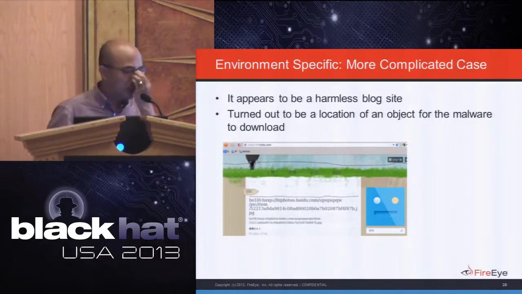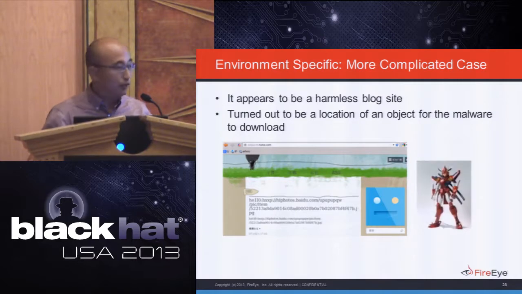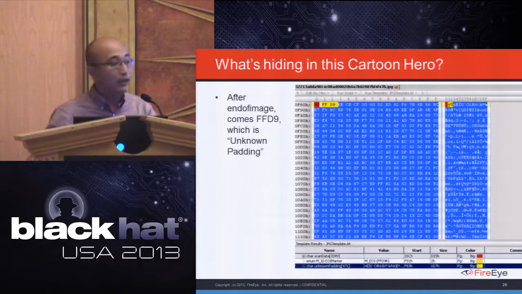And you may wonder, what is this object, right? And here we go. It is a Japanese cartoon figure. Nothing special, you'll see what I see here, right? So then, looking into this cartoon hero picture, after the end of image tag, basically you will see an unknown padding field of 471 bytes. It's complete garbage over here, if you can see, right?